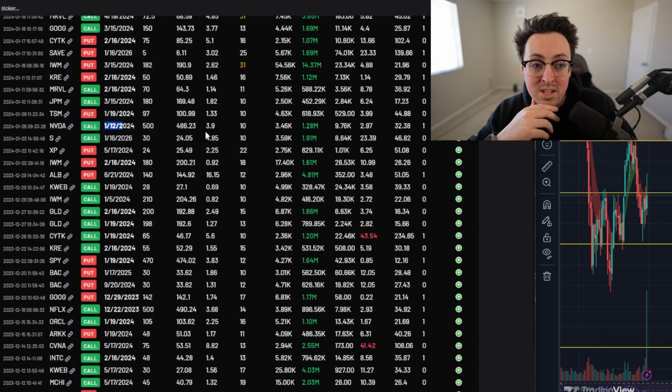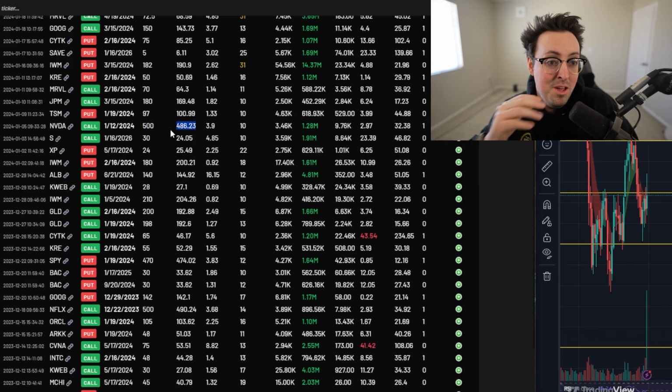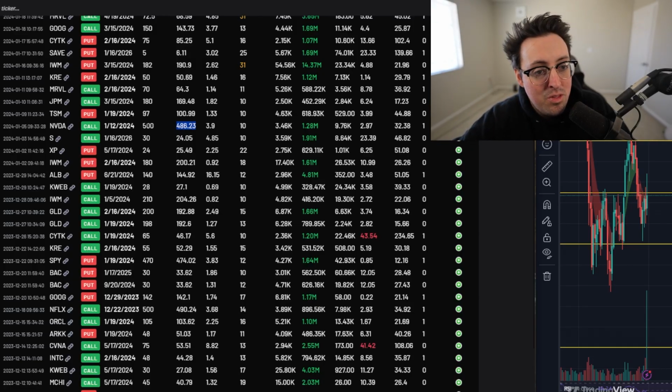Now, this one was an excruciating one to miss because it was a 500 strike. It came out at $486. And you guys know what NVIDIA is at now. But it came out when NVIDIA was at $486 with a 500 strike price, out of the money. It was about a week out expiration. Yeah, it was exactly a week out expiration on these with a large amount of premium.